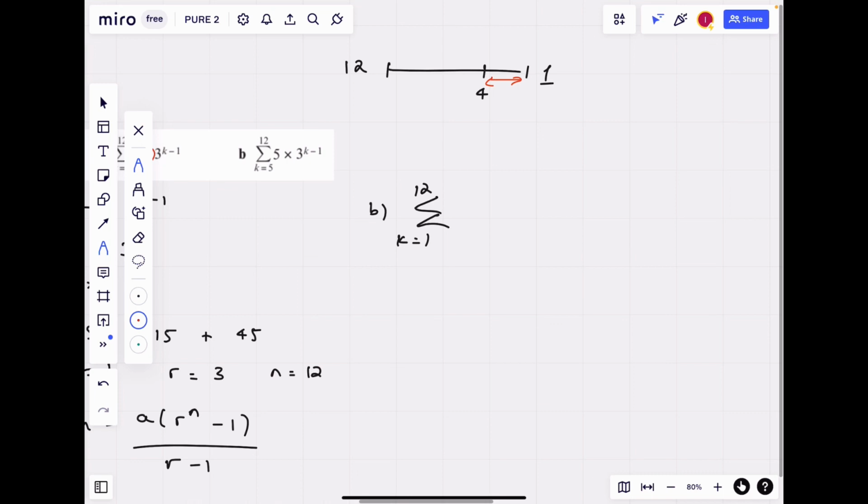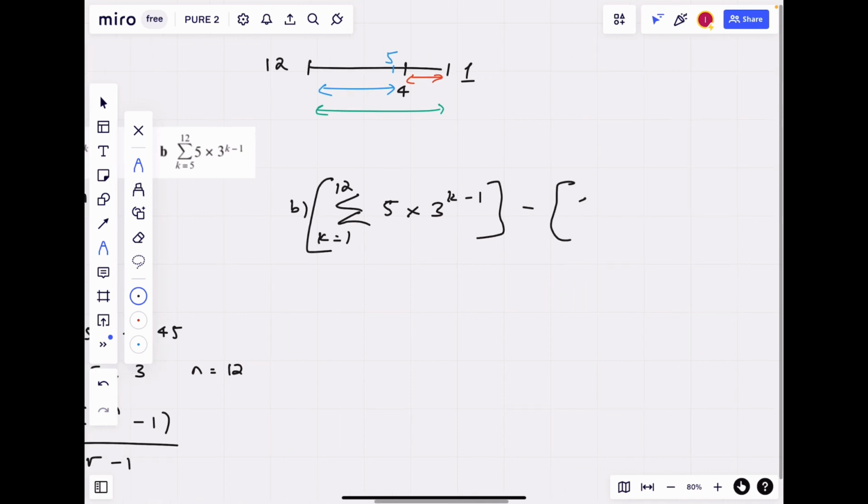And I can take that away from 1 to 12. What I'm going to be left with is essentially 5 to 12. I've taken away 1 to 4, I'm left with 5 to 12. So if I do this minus the sum of 1 to 4, this will leave me with that. So you're going to have to do it twice. Technically, we've already done it once.